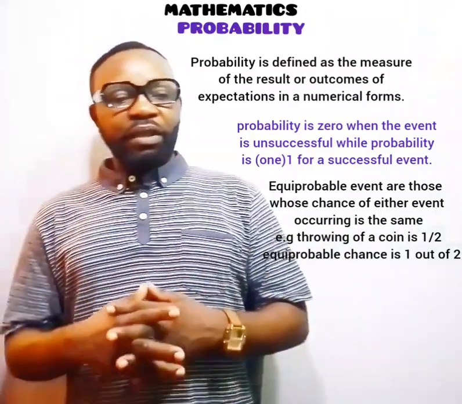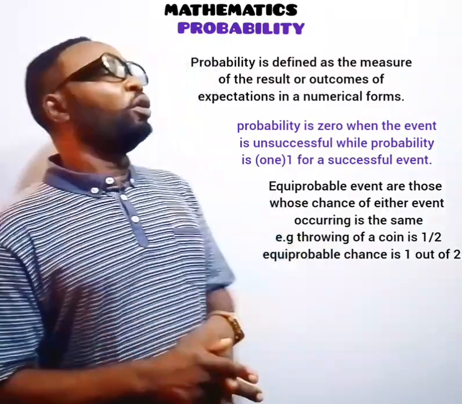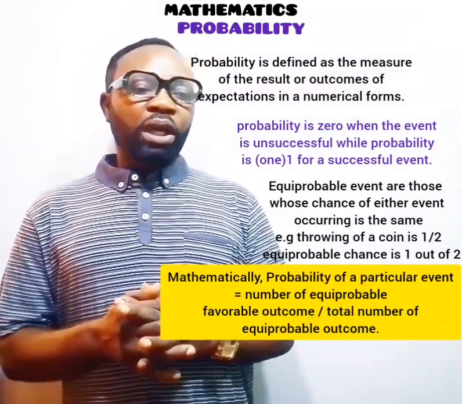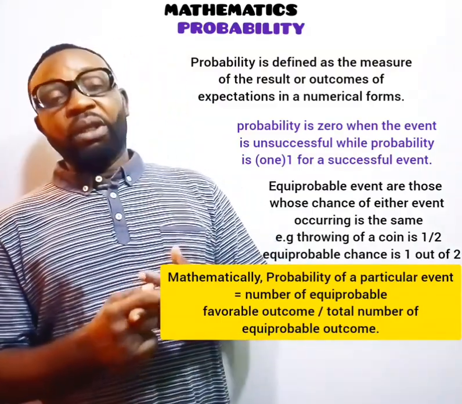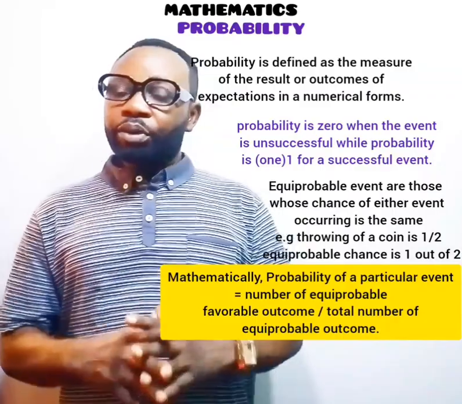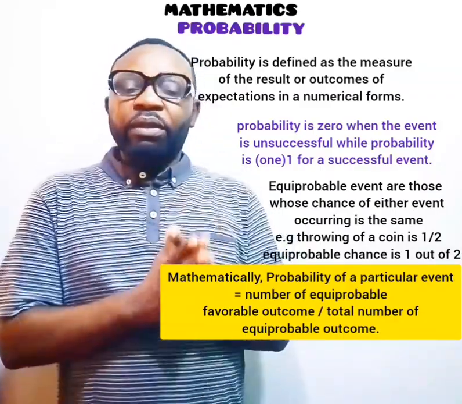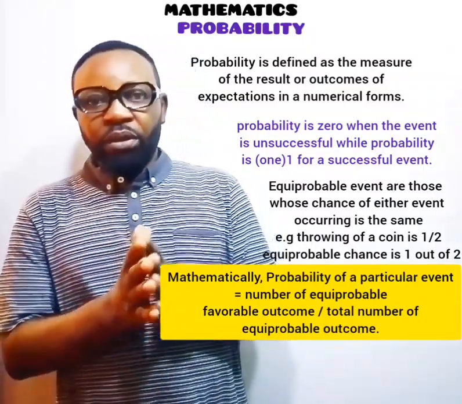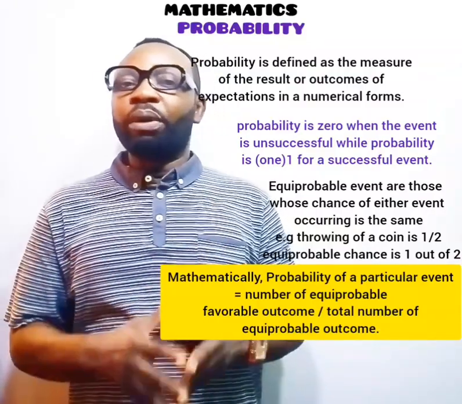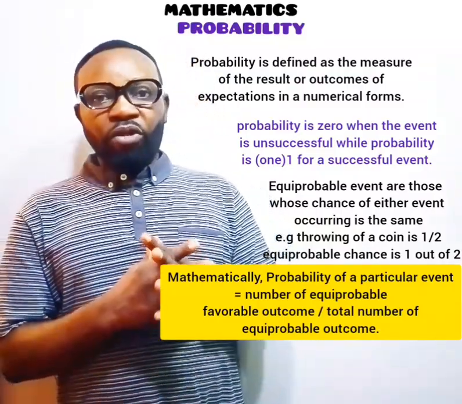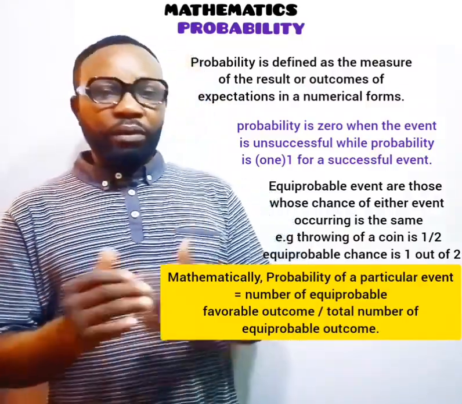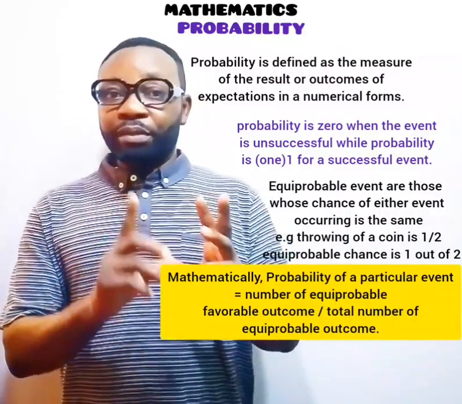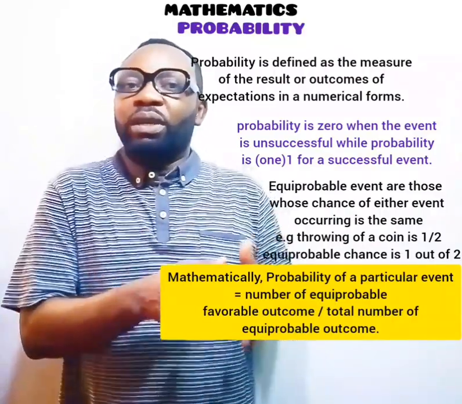Now, probability can be defined mathematically as the number of equiprobable favorable outcomes divided by the total number of equiprobable outcomes. That is how you define probability. In this case, the number of favorable equiprobable outcomes divided by the total number of equiprobable outcomes is the definition of probability. As we go on, we can still have different forms of events that can come up and shape the values or the definition of this probability, but it's going to result in the same value.